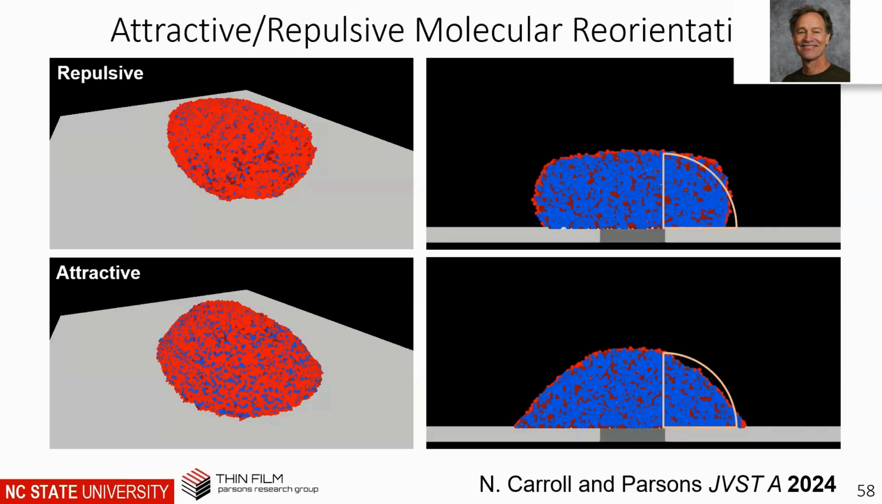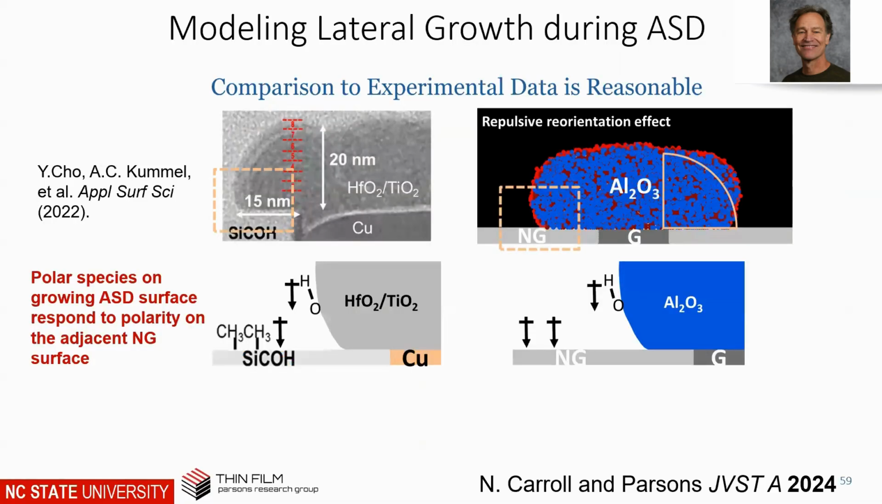But you can see here, when we do that, we get a different profile. And now what we can do is go into the literature, and we see a profile that looks like this. And this is work from Andy Kummel's group at UC San Diego. And he sees a rounded structure. And he has an explanation for why he gets that rounded structure. He says it's because of the polarity of the water molecules.